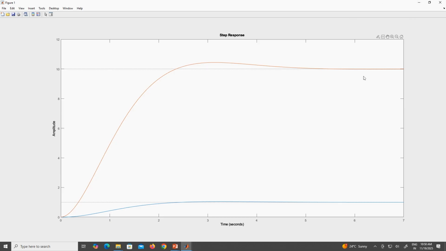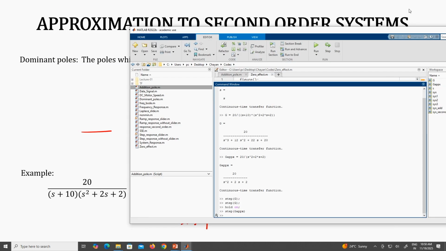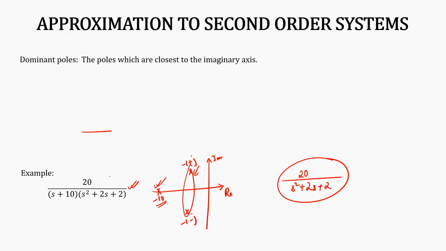Now, what is the problem here? The problem is that you see the steady state value in this case was 10, whereas the steady state value now is 1, the opposite way around. The steady state value for this one is what? 1, right. So, how do I find out the steady state value?